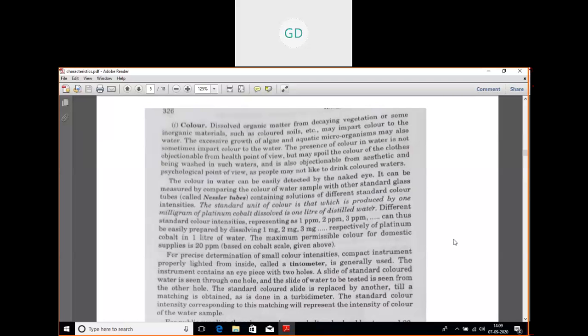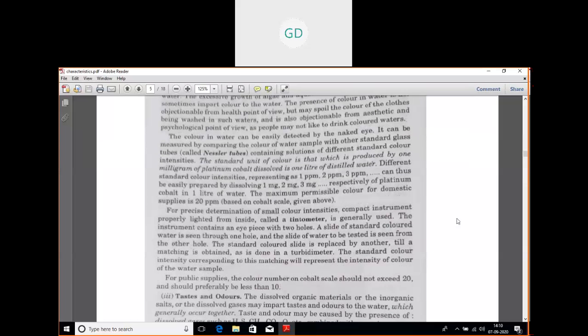Okay, and the standard unit for color is what? The scale is the platinum cobalt scale. Okay, just remember these points and you can write them down. These notes are a picture from a book, so take out the important lines and then make your own notes.